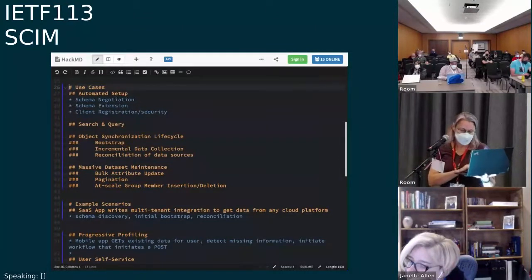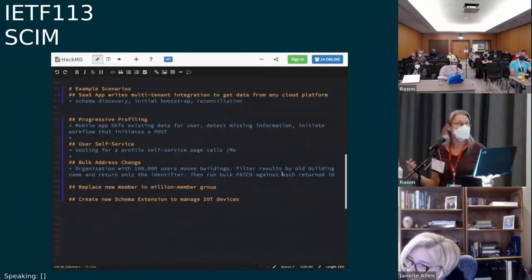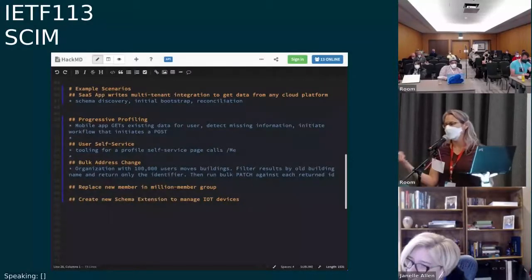So we'll just quickly go through those example scenarios. The first one, I think, is our canonical example. However, that just might reflect my bias. It says a SaaS app writes a multi-tenant integration to get data from a cloud platform. I've set it up to be any cloud platform so that I could highlight how schema negotiation, or dynamic schema checking, could work. I don't know if that's realistic.